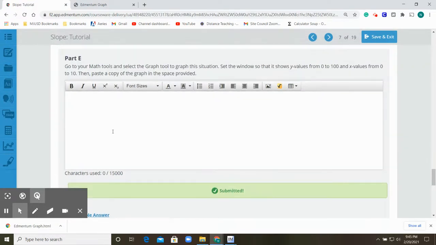All right, this next step says to go to your math tools and select the graph tool to graph the situation. Set the windows so that they show y values from 0 to 100 and x values from 0 to 10. I don't know if I did that already in this video because it took me so long to figure out the copy and paste of the graph in the space provided.